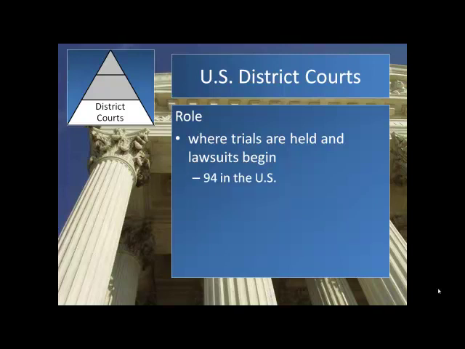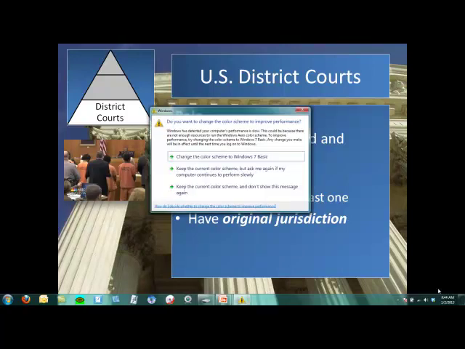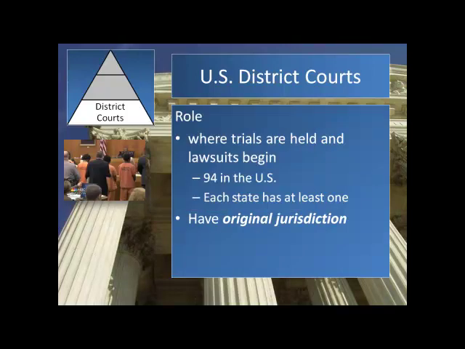There are 94 of these in the United States. The Congress has the authority to make more as needed, and this is going to obviously increase as population goes up. This has the most courts because every trial, or at least 99% of trials, are going to start here. Each state has at least one, and obviously just like proportional representation, the larger the state, the more courts they will have. They have what we call original jurisdiction. In other words, first jurisdiction.